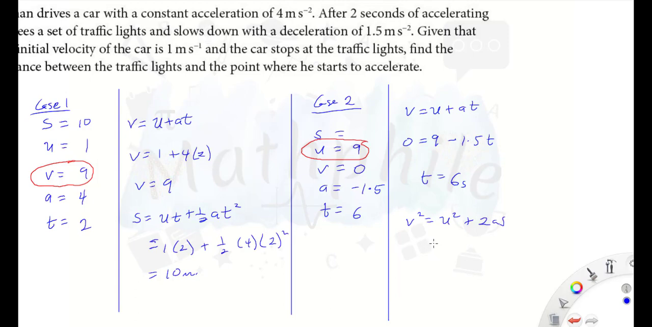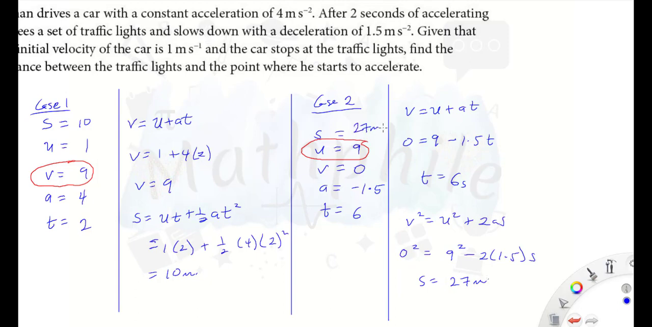So this becomes 0 squared. The u was given as 9, so 9 squared minus 2 times 1.5 s over there. I factored out the negative, so you can do it that way. Find my s from there, and we're good to go. s is 27, so this is 27 meters.